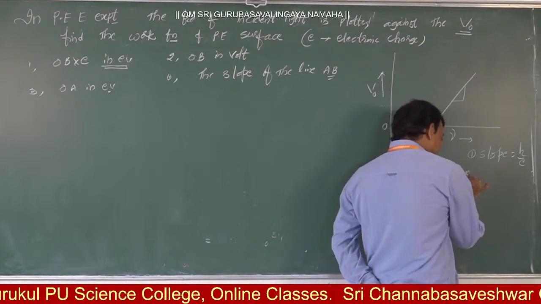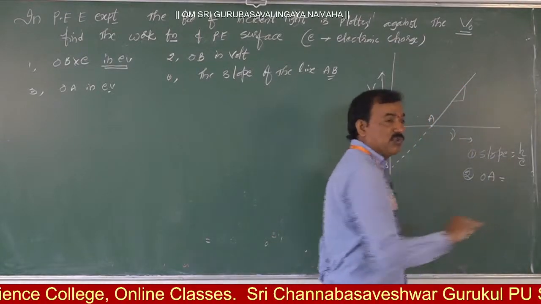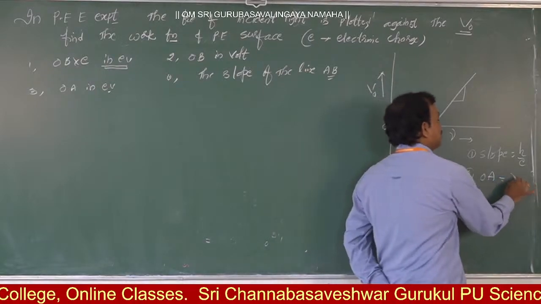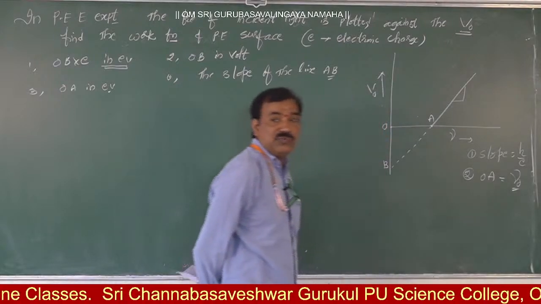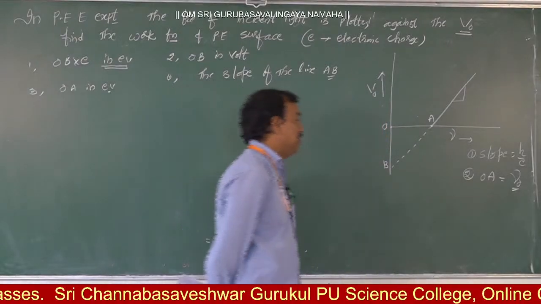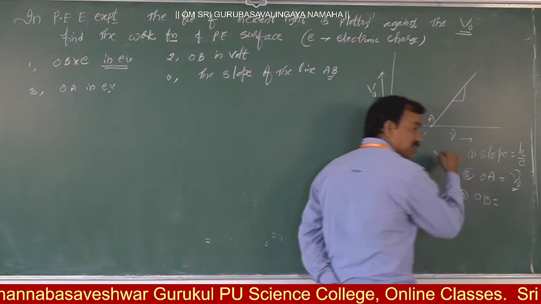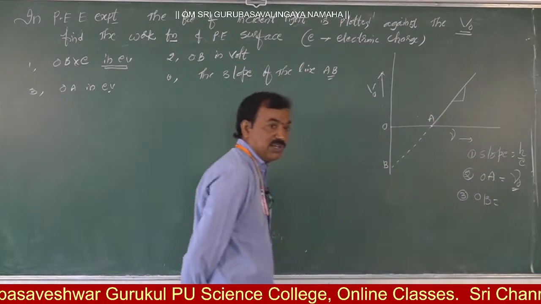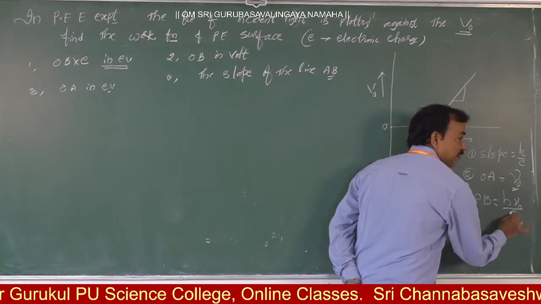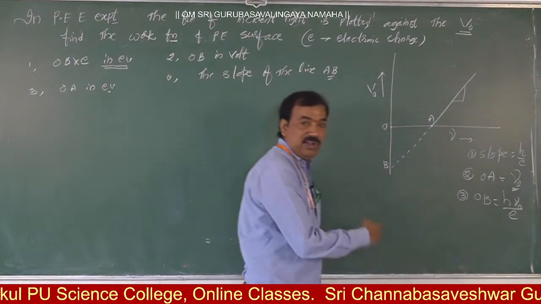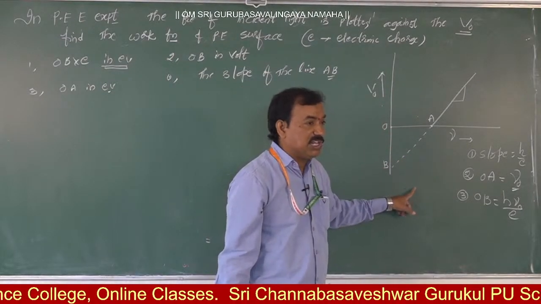Second, the x-intercept is OA. What is OA equal to? It is nu naught, where nu naught is the threshold frequency. Third, the y-intercept is OB. What is the value of OB? It is h nu naught by e. This was given in the last class. So OB, the y-intercept, is h nu naught by e.